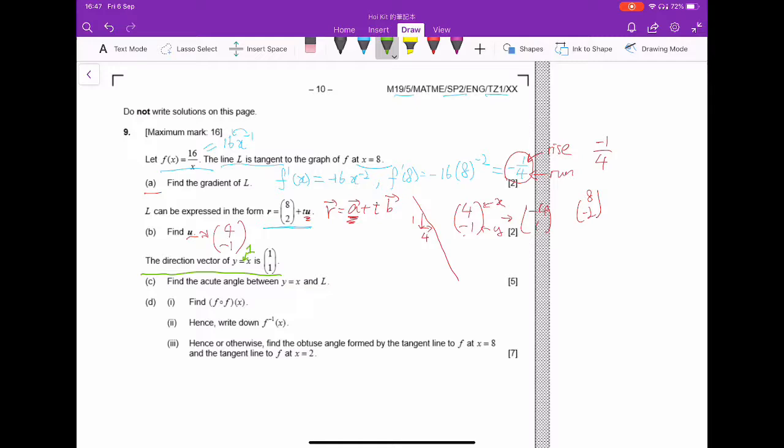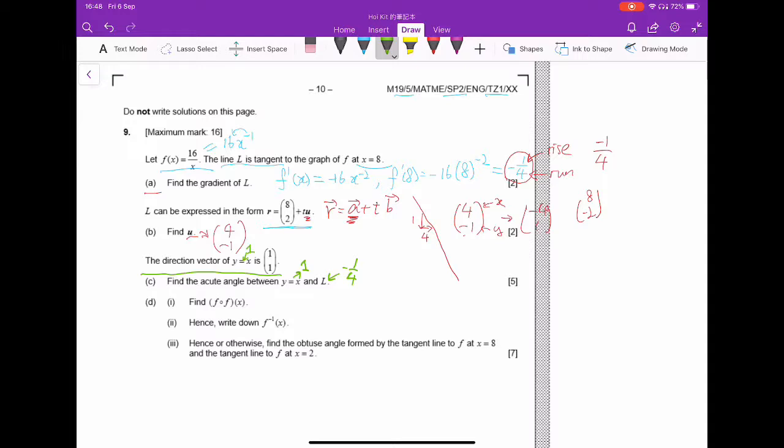Okay, part C is kind of difficult. Find the acute angle between y equal to x and L. You may think that since L has a gradient of -1/4 and y equal to x has a gradient of 1, you're finding the angle between a line of gradient 1 and a line of gradient -1/4. But if you think about what we have learned in the syllabus, there is no direct way of finding this. There's no clear method of how to do this. So the best way to do part C is actually using vectors.